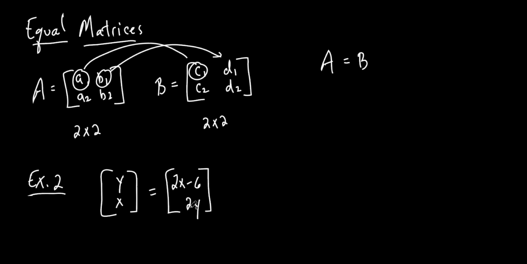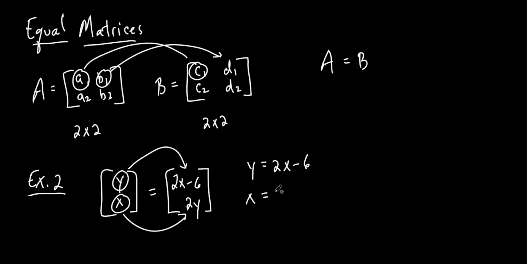Not until I saw this, I thought, wait a minute, if they're equal matrices, all the stuff inside there has to be equal. So what if you wanted to solve for x and y here? What would you do? How do I know what's equal to what? Well, this first row and first column, there's only one column, right? So this one has got to equal this. And this x has to equal that. So let's write that down. So y equals 2x minus 6, and x equals 2y.